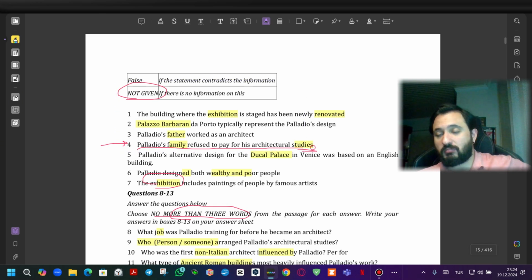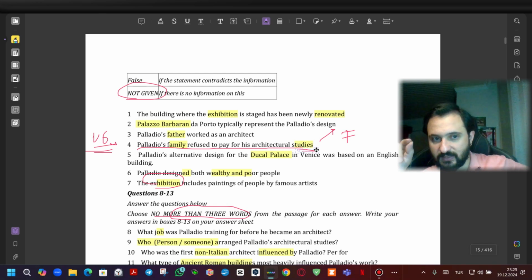Okay, someone, Marcus Antonio, paid for his architectural studies. It can be like this. So, in this case, if I find someone paying for his architectural studies, the statement is not false. The statement becomes not given because someone is paying for it. It doesn't mean that Palladio's family refused. If I want to say that this statement is false, I need to find exactly this sentence.